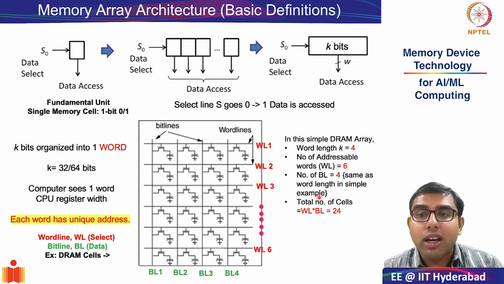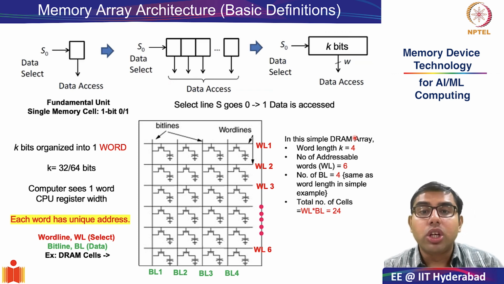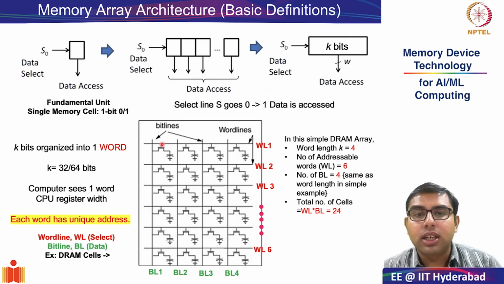So here are the answers for the questions that were asked in the previous slide. As you can see, the word length of this entire array has to be 4, because when a particular word line, which is indicated by these horizontal lines, gets enabled, it pushes out 4 data bits into the corresponding bit lines.